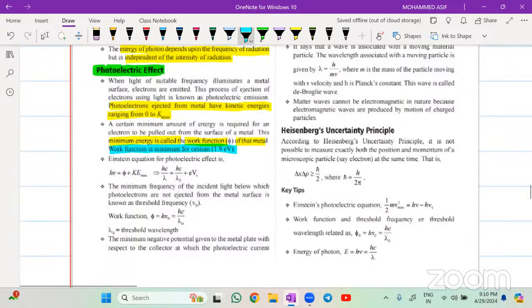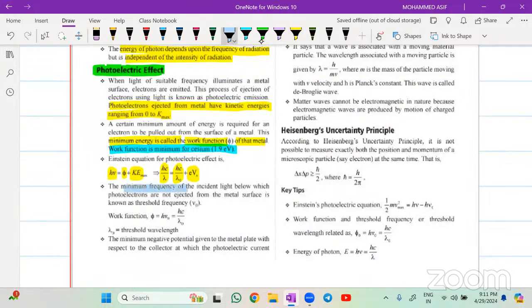What is the formula you need to remember, beta? Einstein's equation of photoelectric effect. Energy is equal to work function plus maximum kinetic energy. Energy I can write as hc by lambda, work function is hc by lambda naught, and maximum kinetic energy is e into Vs. Vs is known as what? Stopping potential. Done. The next one.